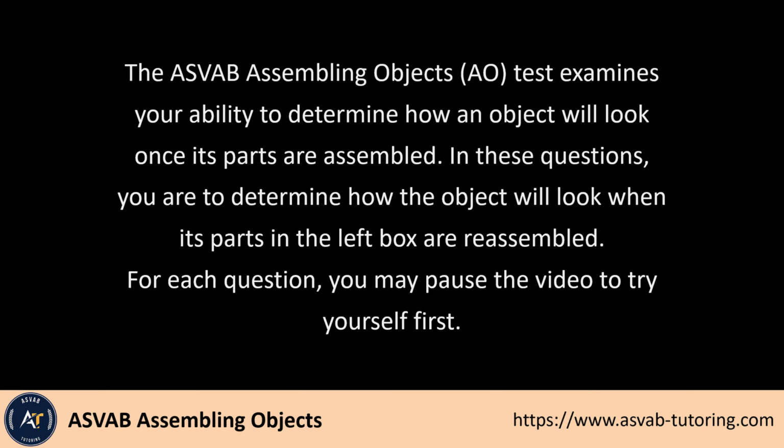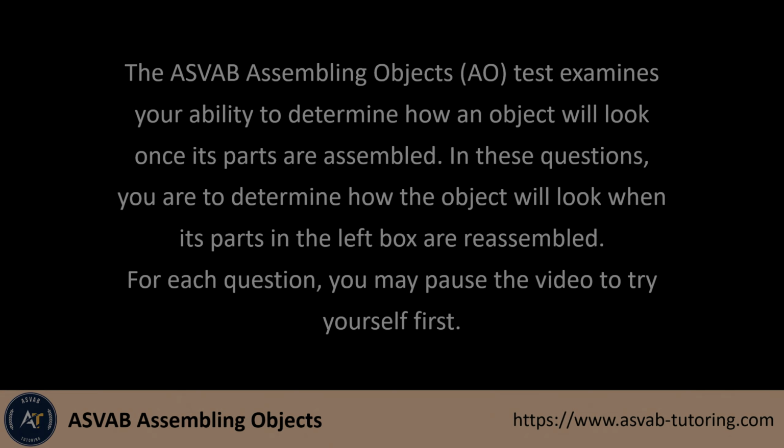The ASVAB Assembling Objects (AO) test examines your ability to determine how an object will look once its parts are assembled. In these questions, you are to determine how the object will look when its parts in the left box are reassembled. For each question, you may pause the video to try yourself first.